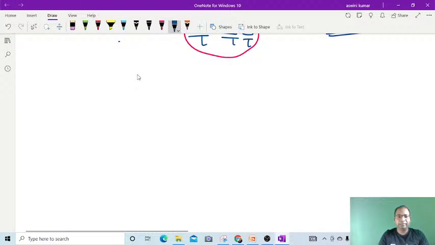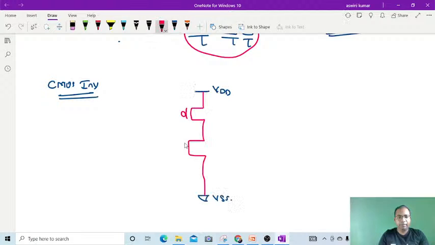So in the case of the CMOS inverter, we are taking 2 different types of MOSFETs. One is a P MOSFET and the second one is an N MOSFET. Okay, so take the VDD and VSS, like this. So it is the input and it is the output.